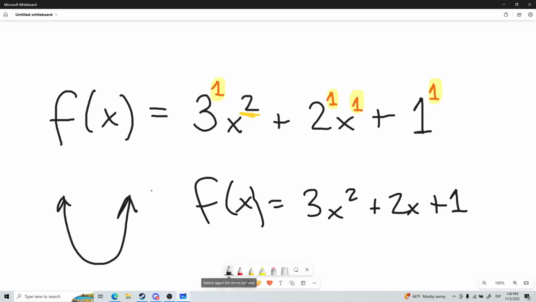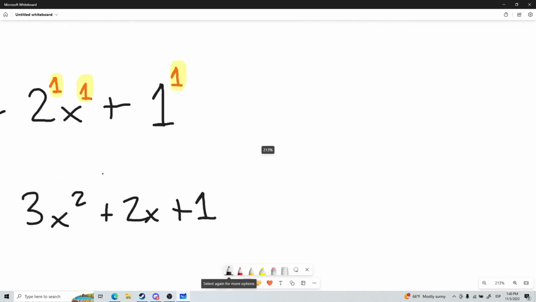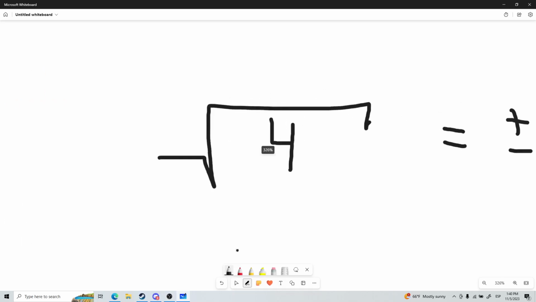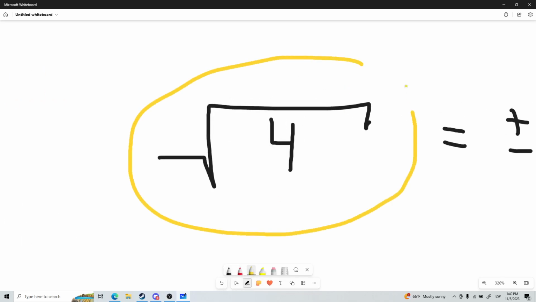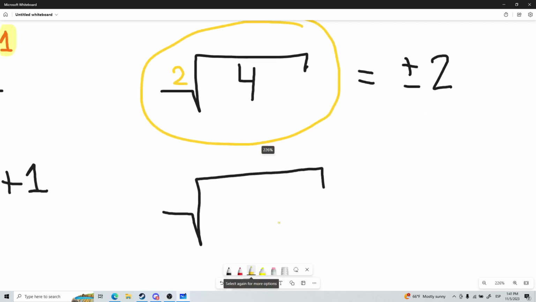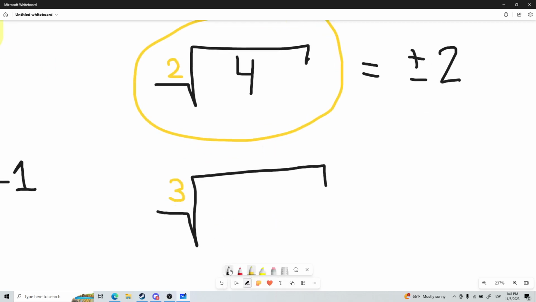Why is this relevant? It's relevant because when we're talking about square roots, for example, the square root of 4, and you tell me that the square root of 4 is plus or minus 2, because it's any number multiplied by itself, the reason for that is because in math language, you're asking what number multiplied by itself twice gives 4, which is very different than if I ask you what one number multiplied by itself 3 times gives 8.